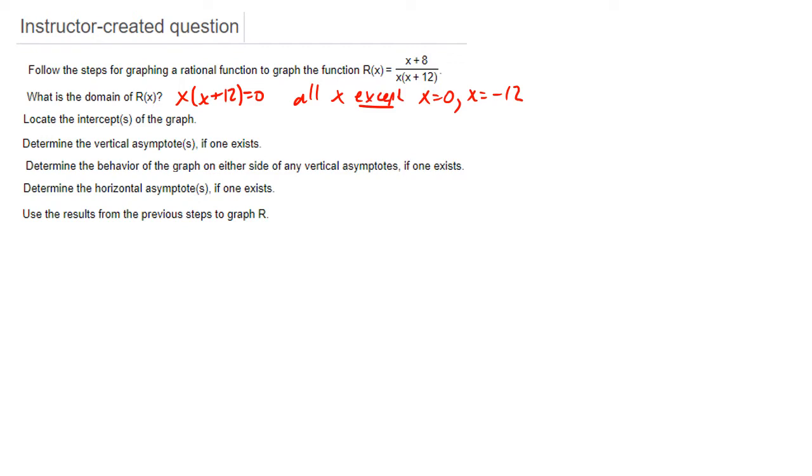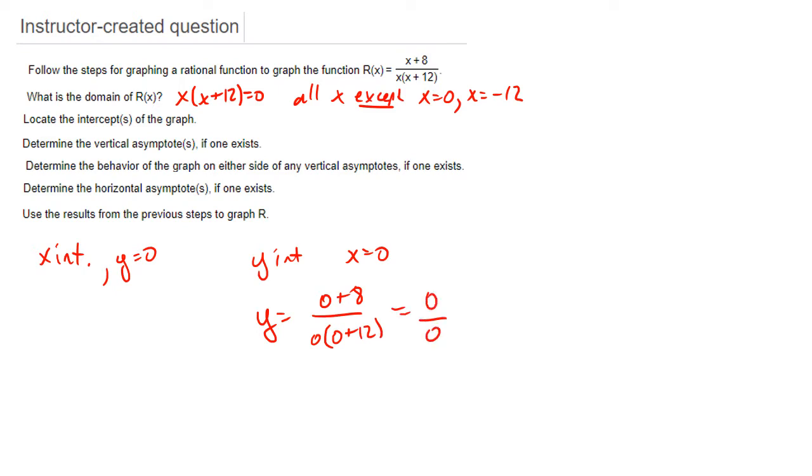To locate the intercepts, we find x-intercepts by setting y equal to 0. We find y-intercepts by setting x equal to 0. Y-intercepts are easier to find, so I'll get y is equal to 0 plus 8 over 0 times 0 plus 12. This is 0 over 0, which does not exist. It has no y-intercept.